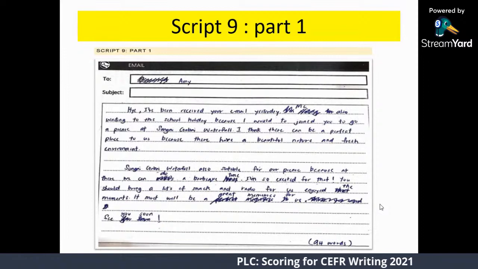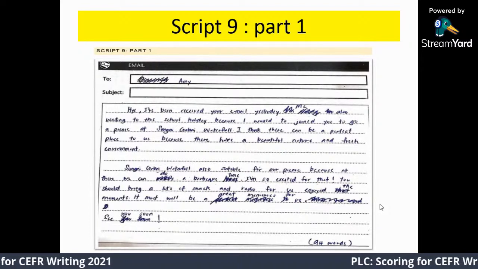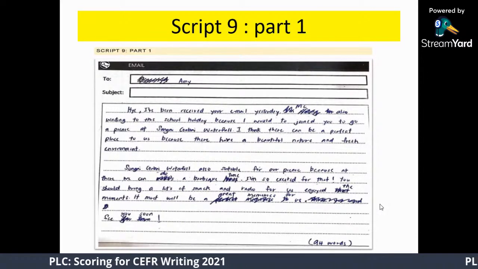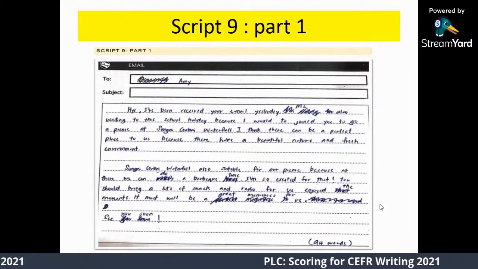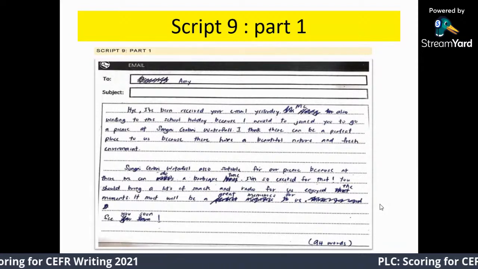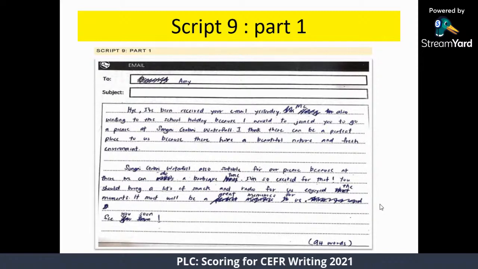Okay, let's go a bit further. For organization, there are basic high frequency connectors, but the cohesive devices, I don't think there were that many. So you cannot definitely give a 5. So you should bring it down. Yes, CA 4, correct. So for organization, the Lembaga Peperiksaan is suggesting a 3. Basic high frequency connectors, yes, but a variety of cohesive devices, no. So organization was 3.